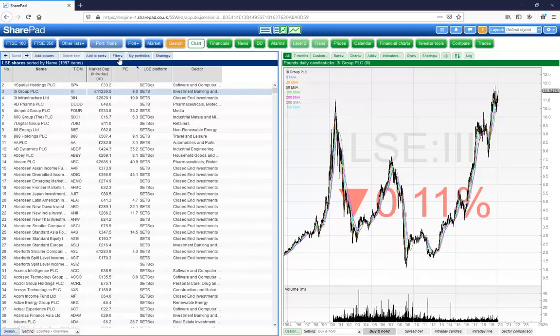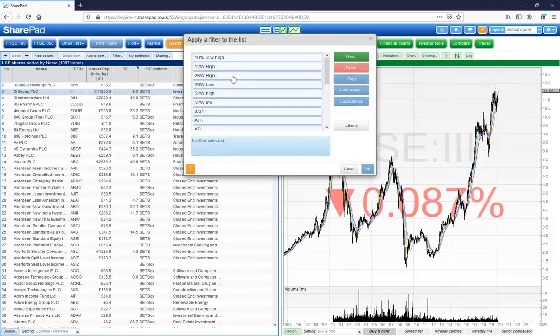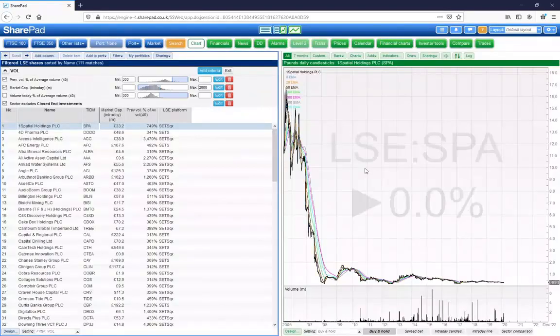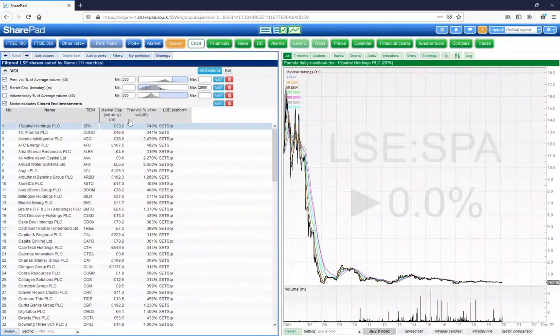So with filters, what I will usually do is after the close, I'll load up SharePad, I'll get this list here, and I will run through some filters. Now these are already set up, I believe, on SharePad in the library. And the one that I like to use is volume, so vol. And if we load that up, we can see here that it will give me the previous volume as a percentage of the last 40 days average volume.